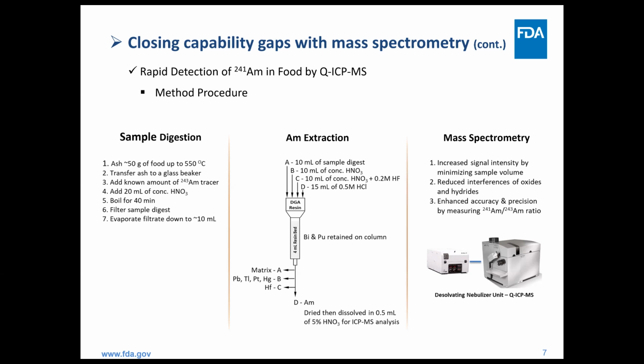the solution is loaded onto a column packed with DGA resin, and then reconstituted in 0.5 milliliter of 5% nitric acid. To detect the americium, the Am-241 to 243 ratio is measured using a quadrupole ICP-MS coupled with a desolvation unit to increase the detection sensitivity.